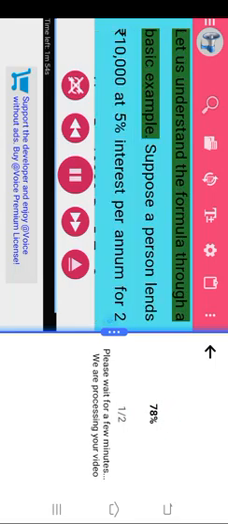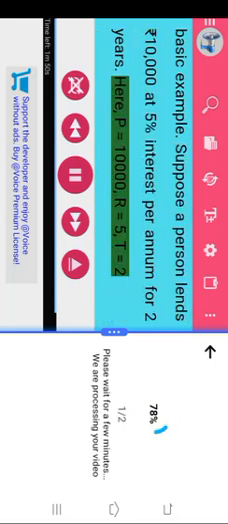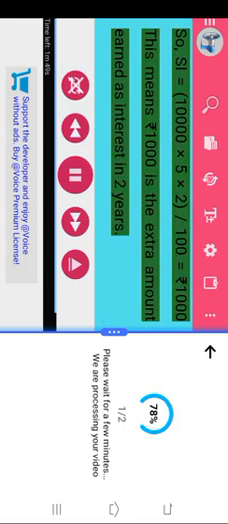Let us understand the formula through a basic example. Suppose a person lends 10,000 rupees at 5% interest per annum for 2 years. Here, P equals 10,000, R equals 5, T equals 2. So, SI equals 10,000 times 5 times 2 over 100 equals 1,000 rupees. This means 1,000 rupees is the extra amount earned as interest in 2 years.